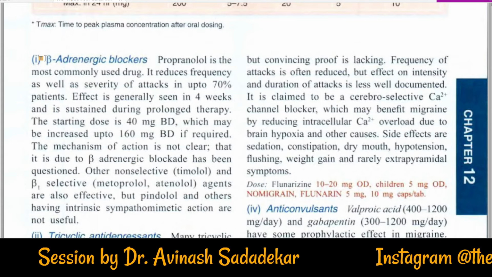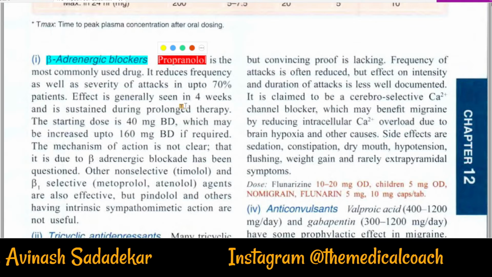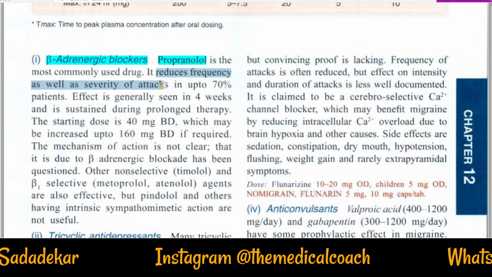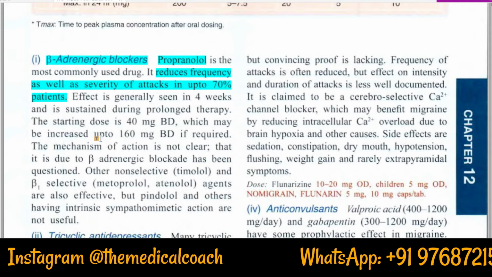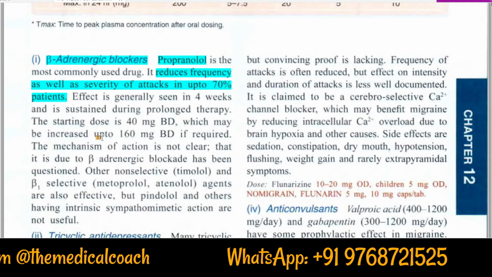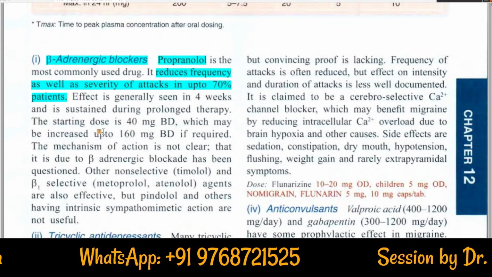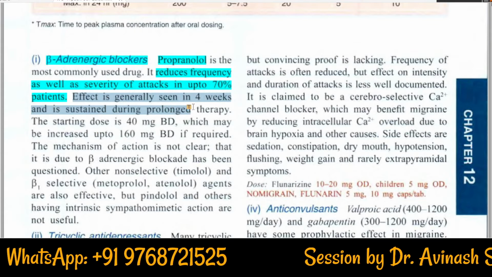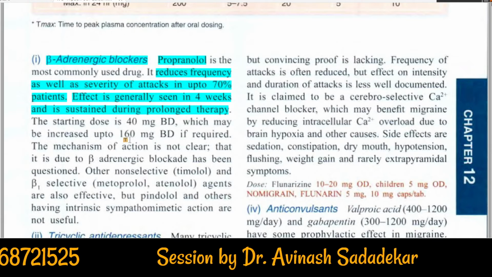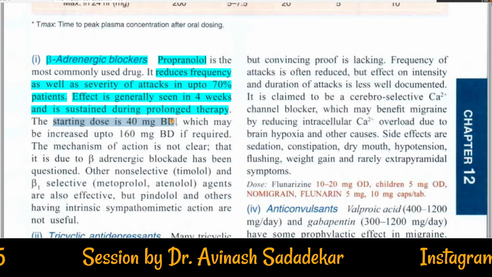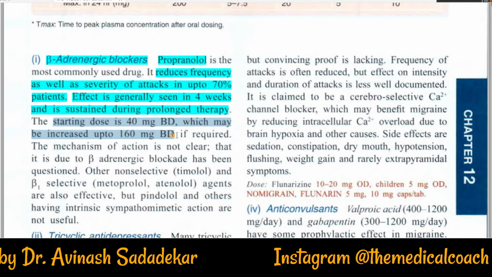But if they want prophylaxis, we can give beta blockers such as propranolol, a commonly used drug. It reduces the frequency and severity of attack in almost 70% of patients. Clear? Now, if you start it today, it takes around 4 weeks for the effect to be seen, and till the time you are giving the therapy, the effect is there. Start with a dose of 40 mg twice a day, increase up to 160 mg twice a day if required.